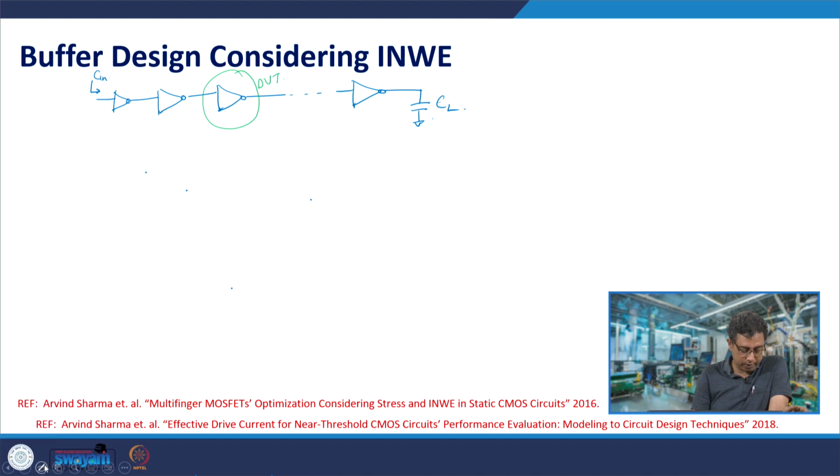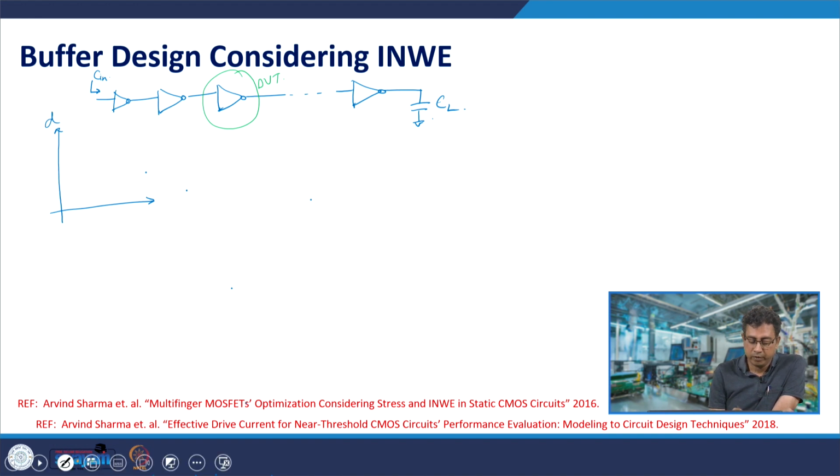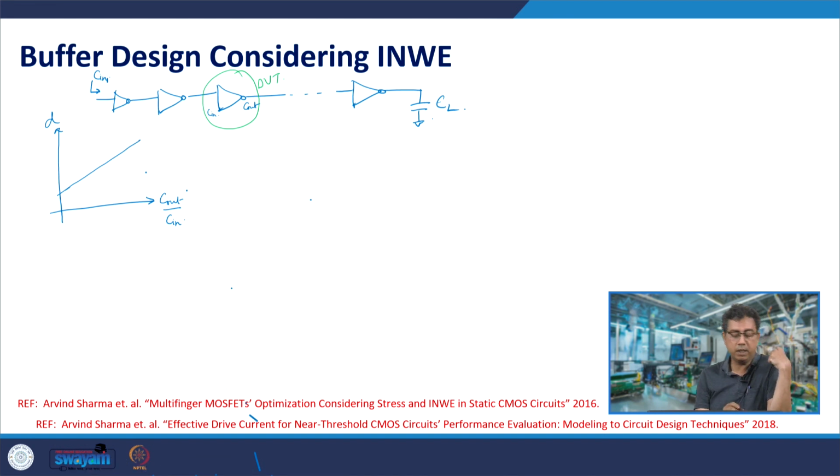In this case, when you plot the delay of the inverter versus the output capacitance by its own input capacitance, here you have C out, output capacitance, and input capacitance. Let us differentiate this by calling this Cn1, input capacitance of the first stage. If you plot this and you keep on increasing, you will find that this is along a straight line. So, what is this straight line?